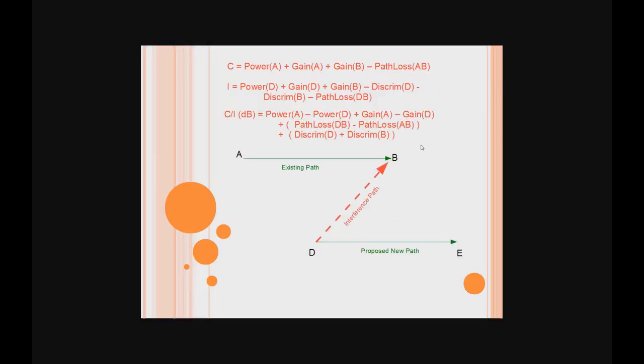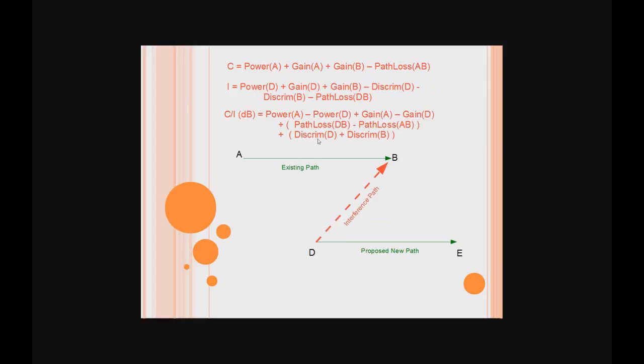So how do we calculate this C to I ratio? Basically, we look at our C, which is our desired signal level. We take the power output at A, and this is all in dB, so we're adding that to the gain of our antenna at site A, plus the gain of our antenna at site B, minus the path loss from A to B. Typically, on your protected paths there's only going to be the free space path loss. You generally shouldn't have any obstruction loss on a working microwave path. So essentially, the C is determined by the free space path loss.